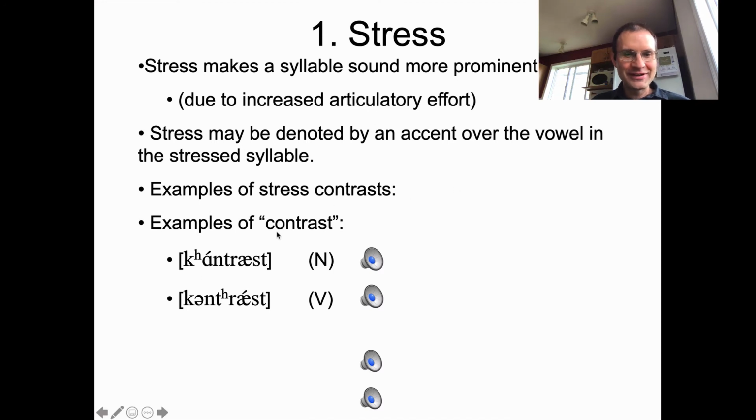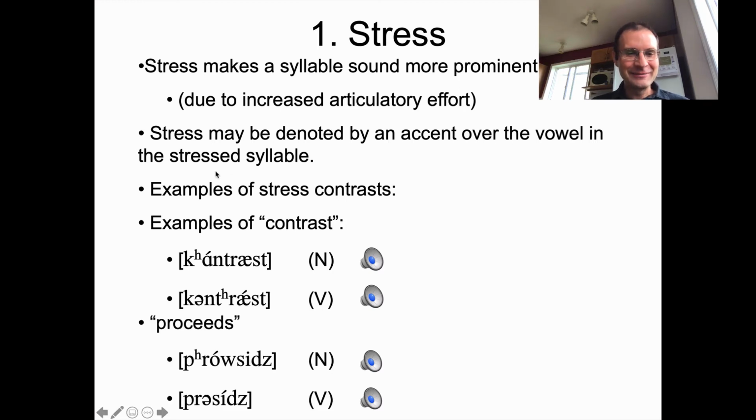Here's this word said two different ways. Let me make that louder. Oh, right, I forgot about something else. Contrast. Contrast. I've got another video I want to play for you guys, just for kicks. Here's the word proceeds. Proceeds. A little bit louder than my contrast examples.